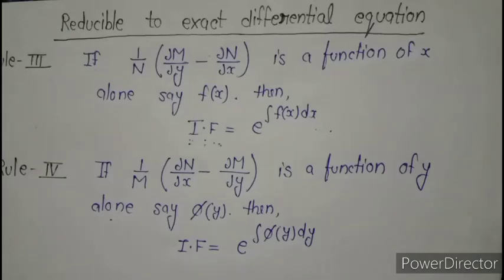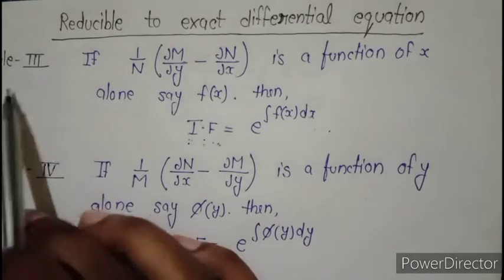In my last video, I discussed the topic reducible to exact differential equation, which was the eighth method to solve a differential equation. There are 5 methods to solve an unexact differential equation by reducing it. I discussed rule number 1 and rule number 2 in my previous video, so you can watch it there. And today is the time for discussing rule number 3.